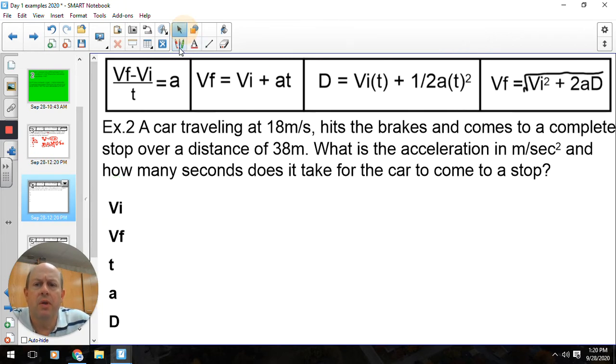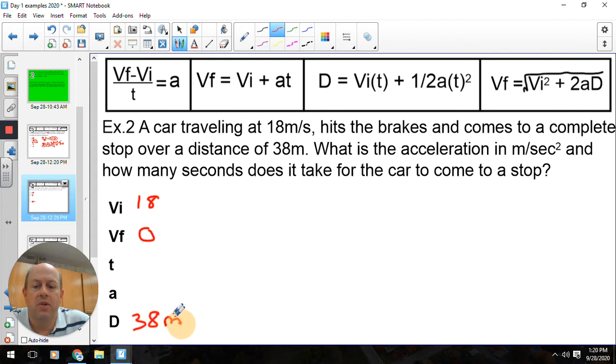So on this one, we've got a car going at 18 meters per second, and then it's going to stop, come to rest, and it does so over a distance of 38 meters. So we don't know these two items here. So again, picking whichever equation, we can't really use this first one because we don't know A or T. We can't really use this one, we don't know A or T. Can't really use this one, we don't know A or T. So by default, really this last equation is the only thing we have the information for.